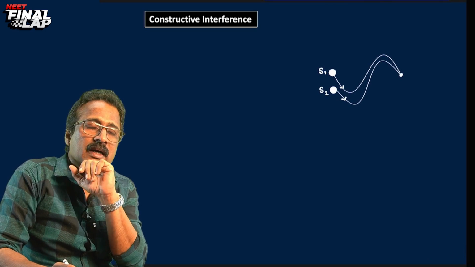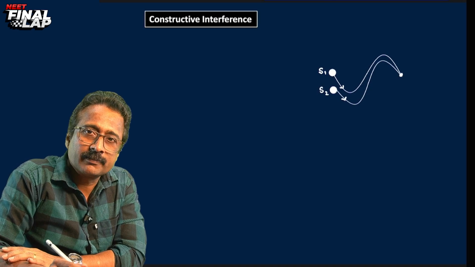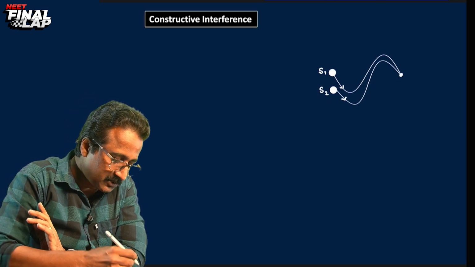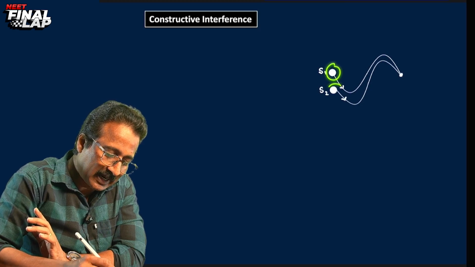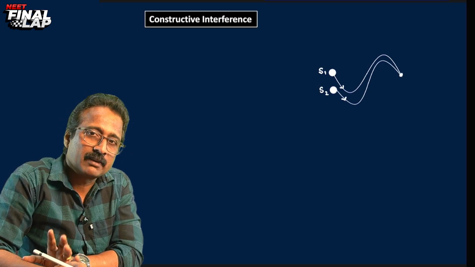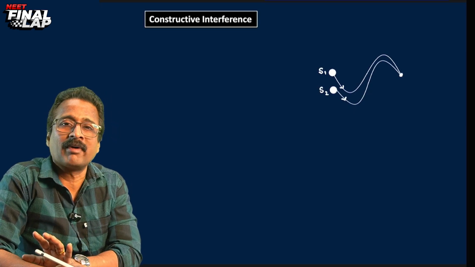Let's see when constructive interference will take place. Please look at the diagram. What I have shown here are two sources. Maybe S1 and S2 are two electric bulbs. These can be considered as two identical bulbs or sources. Okay, let's assume that they are two identical sources. I'm not using a term like bulb. They are two identical sources. They are identical in all respects.